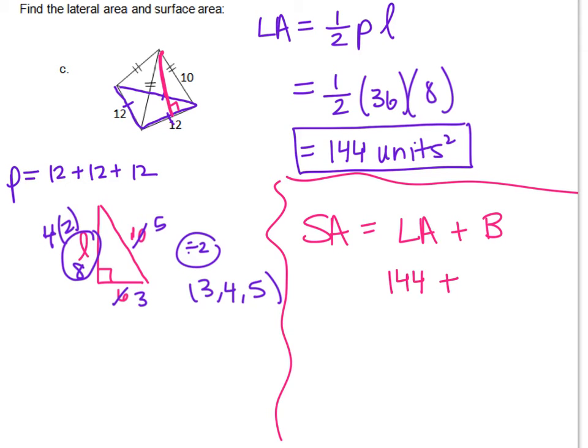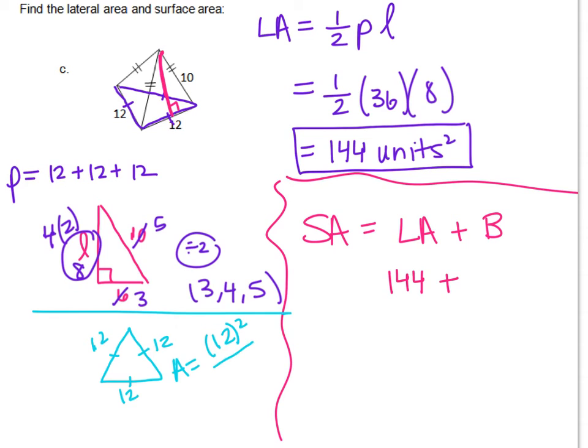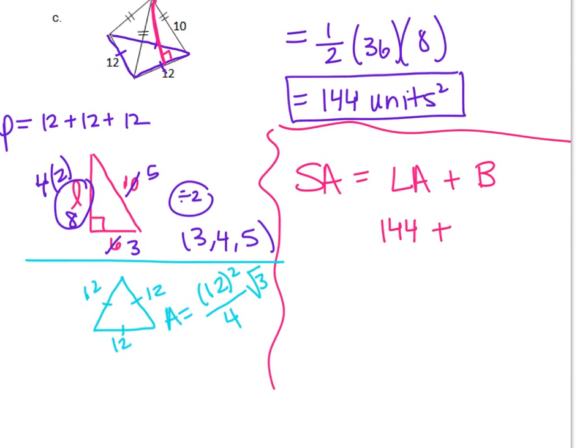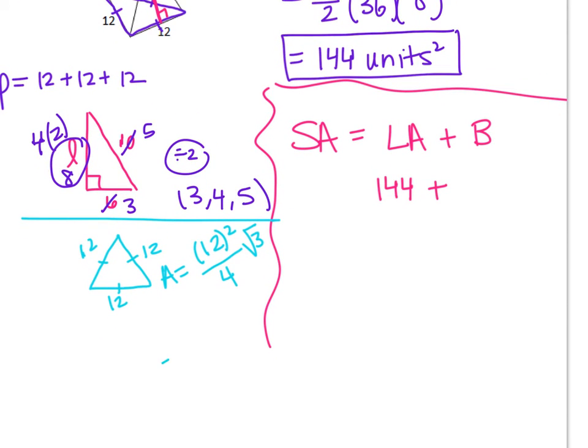Well, our base, let's talk about that for a second. We said all 3 sides were congruent, right? And they're all 12. So what kind of triangle is this? Well, you say this is an equilateral triangle. So how do you find the area of an equilateral triangle? Remember, that's going to be your side squared. I'll go ahead and plug in. Our side is 12. Divided by 4 times the square root of 3.